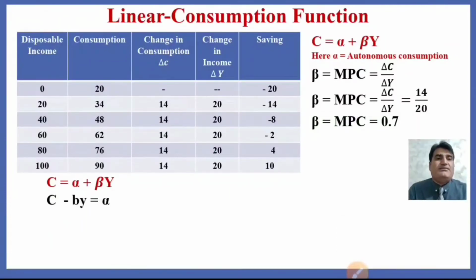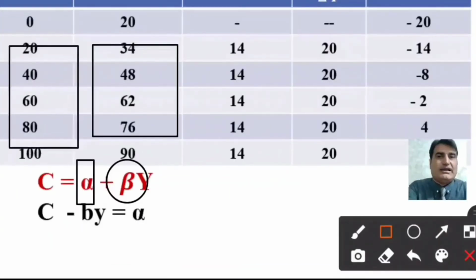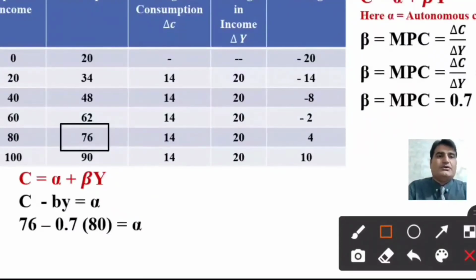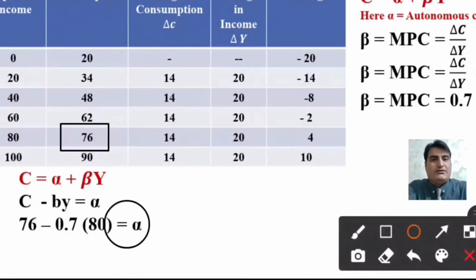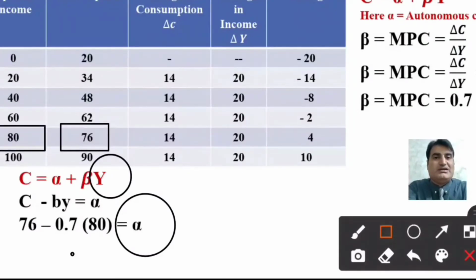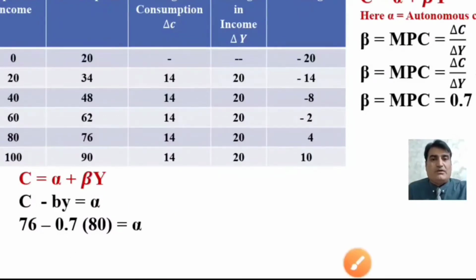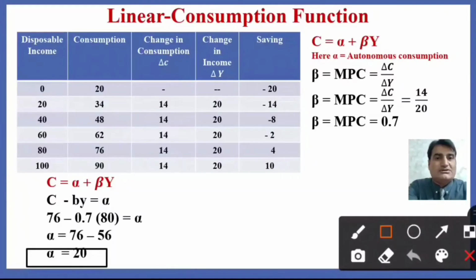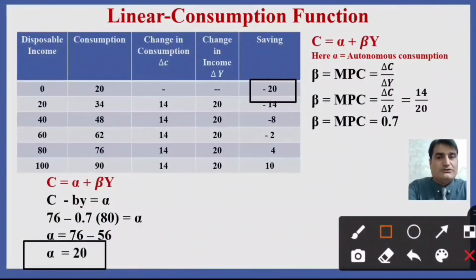Now we are going to find the alpha. So how can we find this alpha? You can take any consumption. We are taking this consumption, but you can take any consumption and find the same results. So you can practice yourself. Alpha is equal to consumption minus marginal propensity to consume times income. Income is 80 when the consumption is 76. By putting this income 80, we are finding this alpha. After solving it, we will see that autonomous consumption is 20. Autonomous consumption is 20 when the income is 0. We have calculated this autonomous consumption by using this consumption function, and we have also calculated this beta.